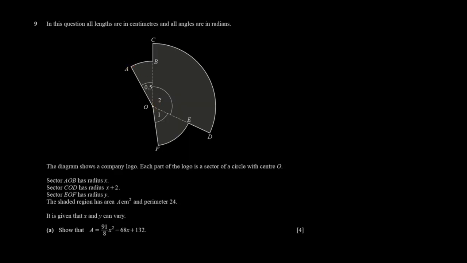So I think let's just write everything on, right? So that there is a length of x, okay? And COD has a radius of x plus 2, right? So this whole length here is x plus 2, okay? So that means that this length here is 2 from there to there. And this length here is x plus 2. So let's just draw that on.